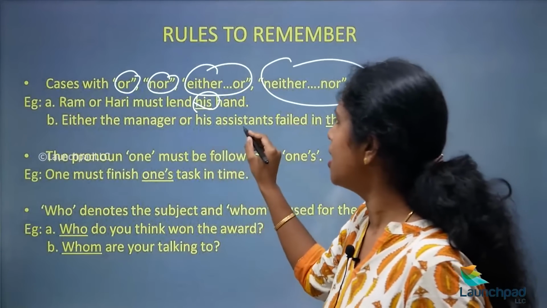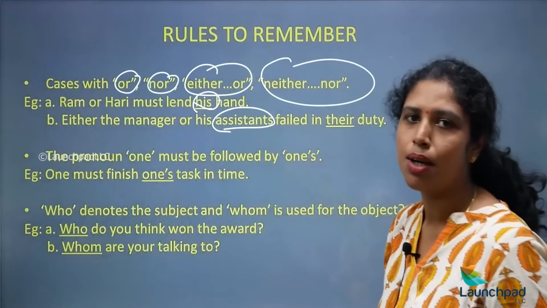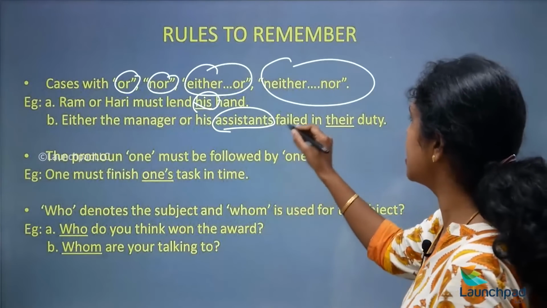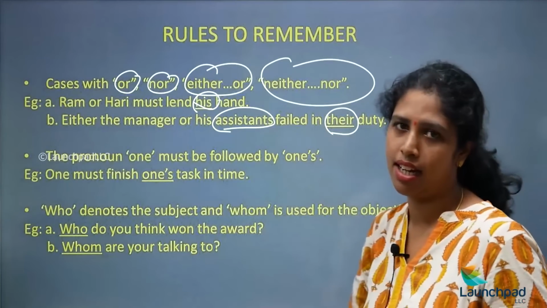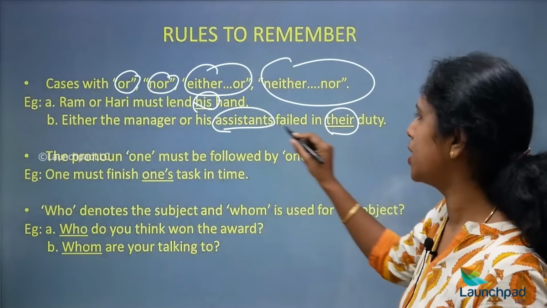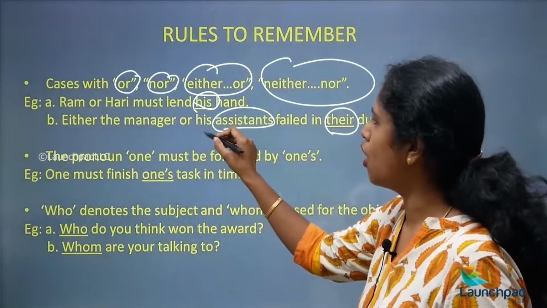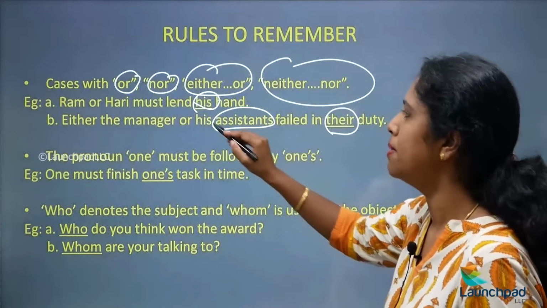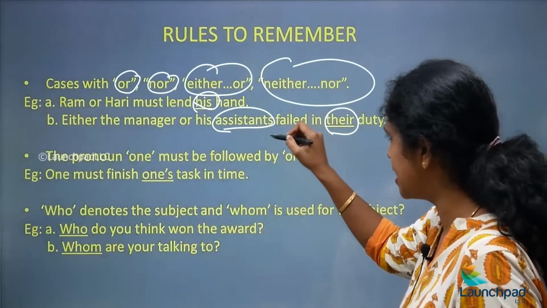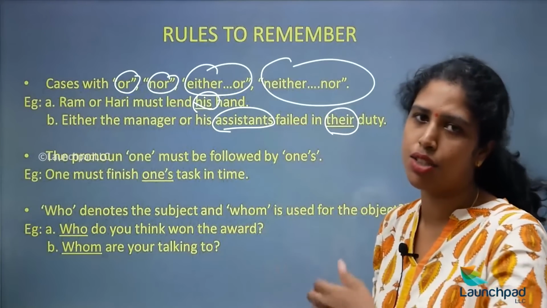Okay. So "or his assistants," what is it? It is a plural noun. So hence it becomes T-H-E-I-R. Yes. So in case it was "either the manager or his assistant," it would have become "either the manager or his assistant failed in his duty."